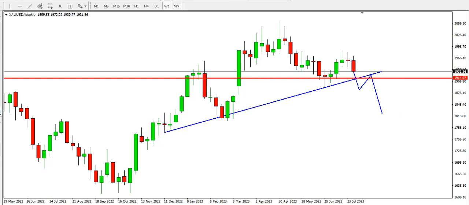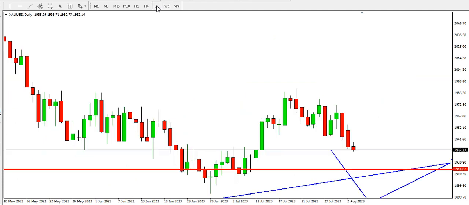But this is the weekly time frame. It might happen that price finds support here and continues to go up instead of going down. So anything can happen. Let's keep our fingers crossed. All right, now let's go to the daily time frame.